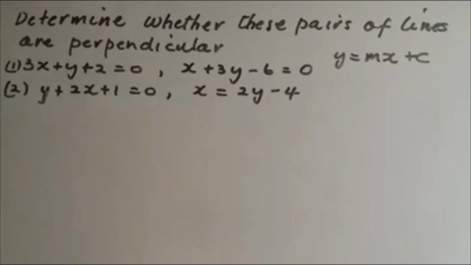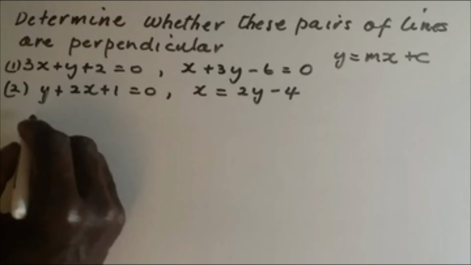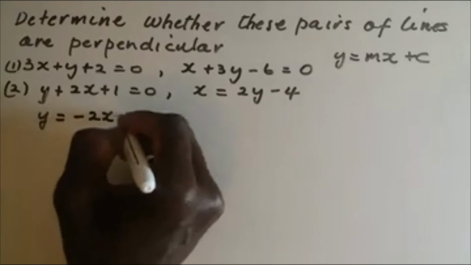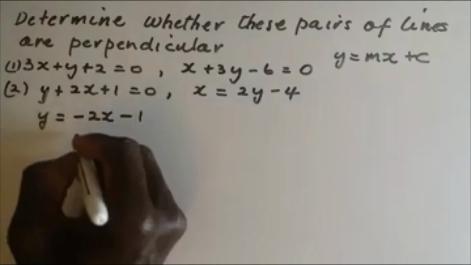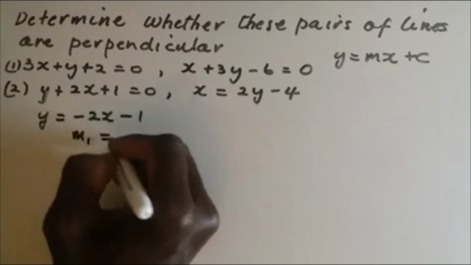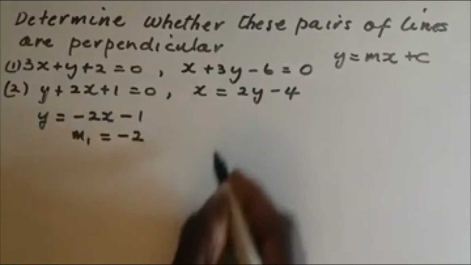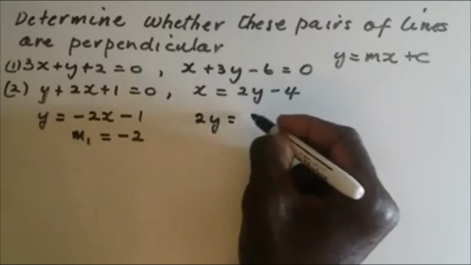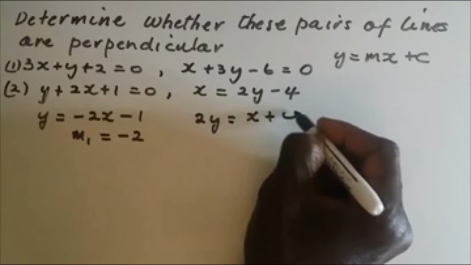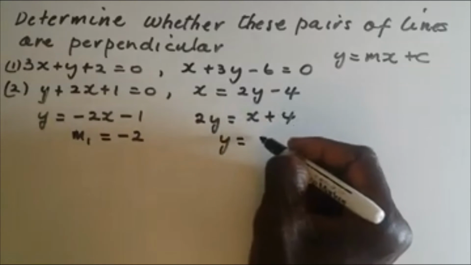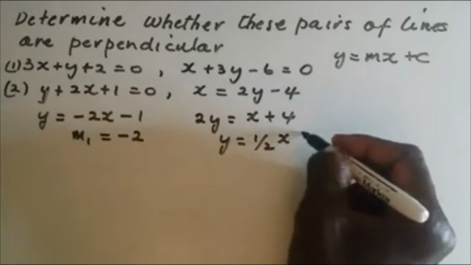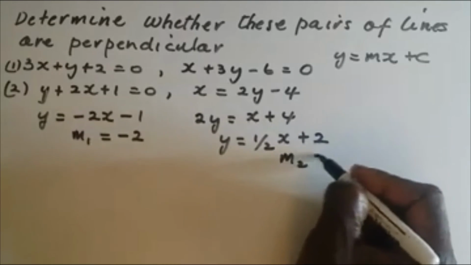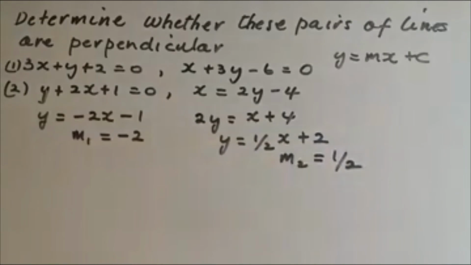Let's have a look at number 2. We'll rearrange again as before. So we have y = -2x - 1 for this one. So our gradient m1 is equal to -2. And here we have 2y = x + 4, so y = 1/2 x + 2. Our gradient here, m2, is equal to a half.